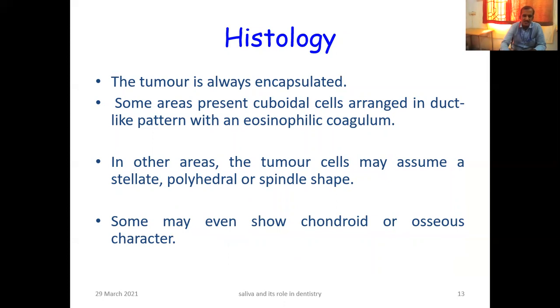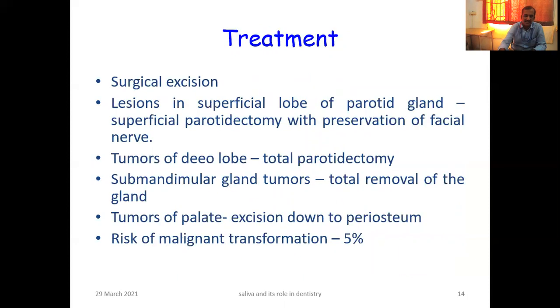Some areas present cuboidal cells having a ductal-like pattern with an eosinophilic coagulum. In other areas, tumor cells may assume a stellate, polyhedral, or spindle shape. Some even show chondroid or osseous characters.